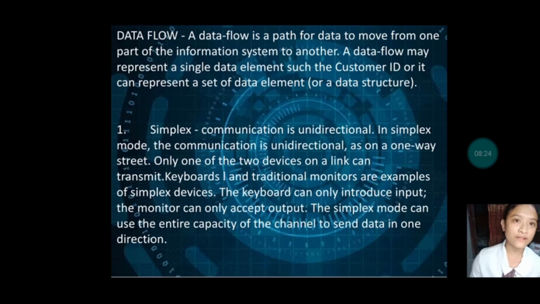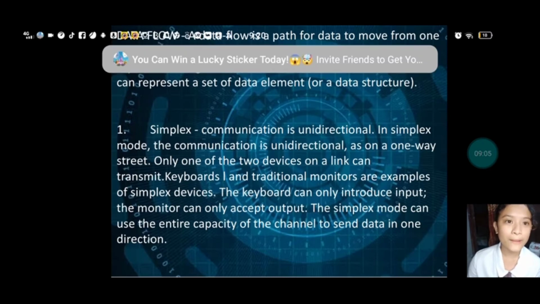Number 1 for data flow is simplex. Communication is unidirectional in simplex mode, as on a one-way street. Only one of the two devices on a link can transmit. Keyboards and traditional monitors are examples of simplex devices. The keyboard can only introduce input. The monitor can only accept output. The simplex mode can use the entire capacity of the channel to send data in one direction.